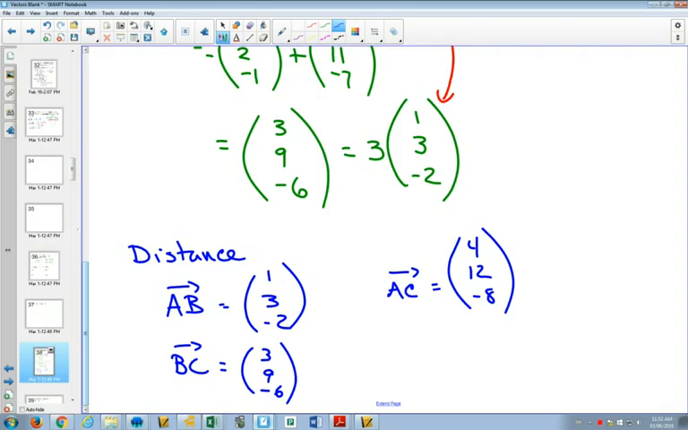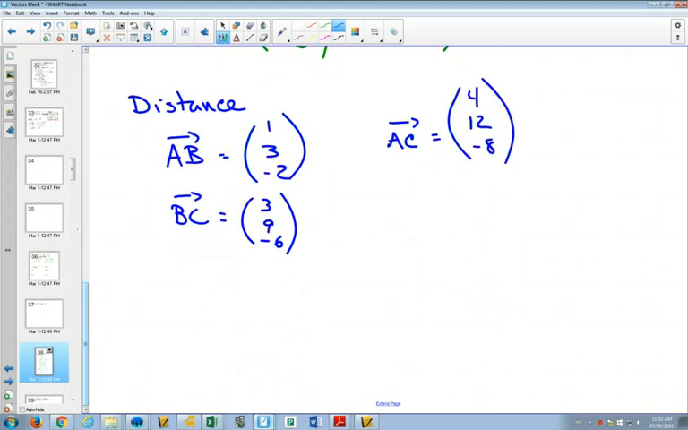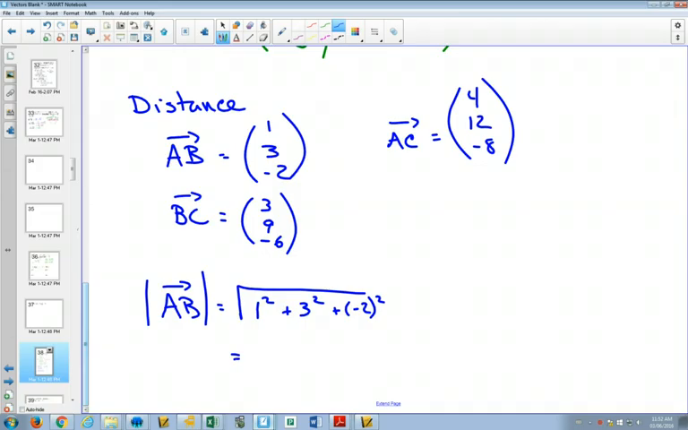And then you would find the length of each of these. So A to B will be the square root of 1 squared plus 3 squared plus negative 2 squared. And if we simplify that all out, we're going to get 1 plus 9 plus 4, which is the square root of 14.